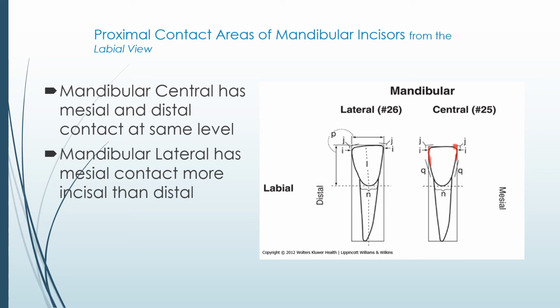If you just look, this is the mesial surface and this is the distal surface. The contact area on the lateral incisor, on the mesial aspect, is much more incisal as compared to the contact area on the distal side. It is much more towards the cervical line, so it is in the middle 1/3.